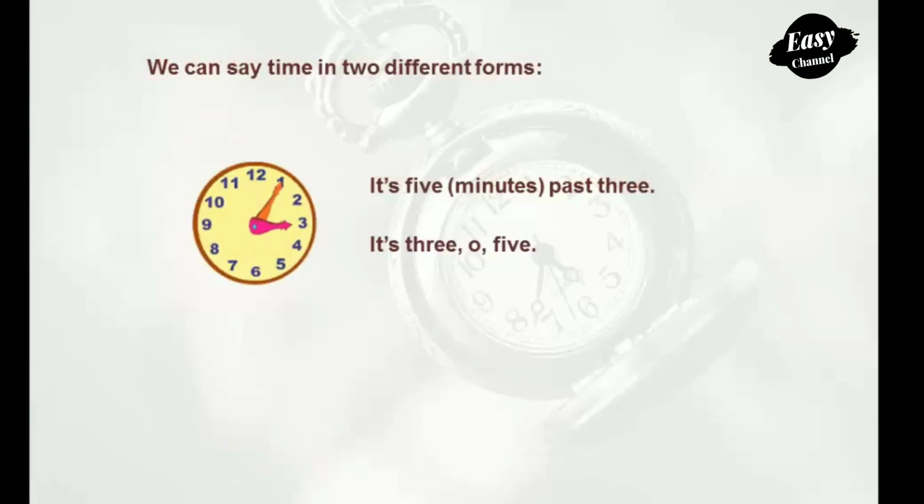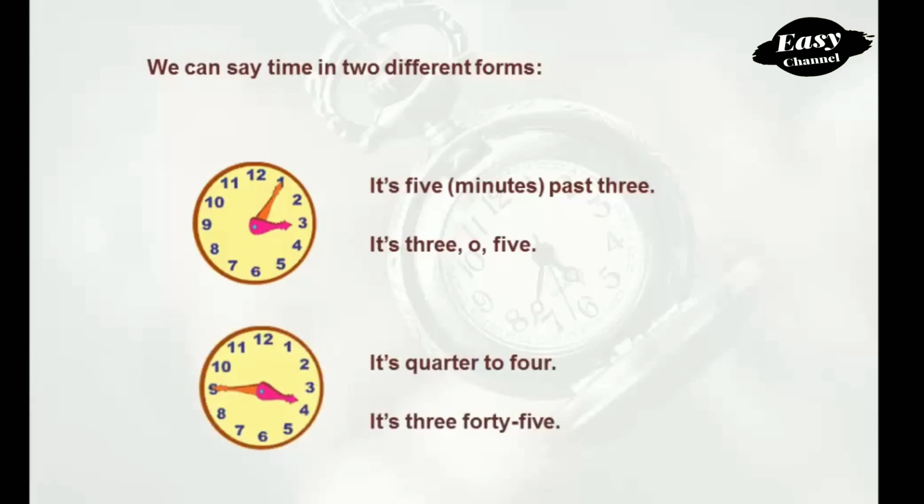We can say time in two different forms. It's 5 minutes past 3, or it's 3:05. It's 4:45, or it's 3:45.